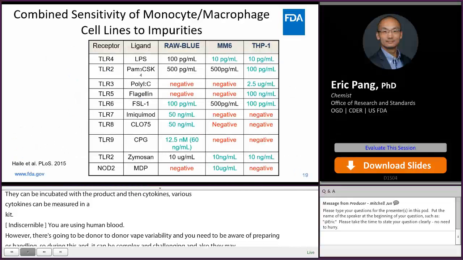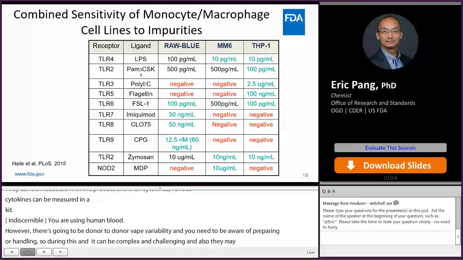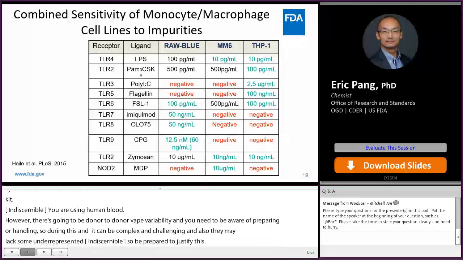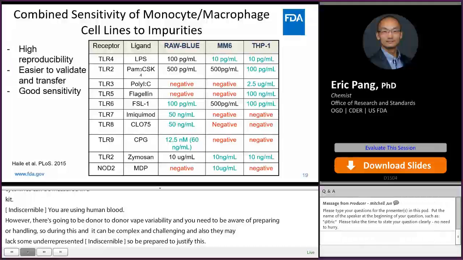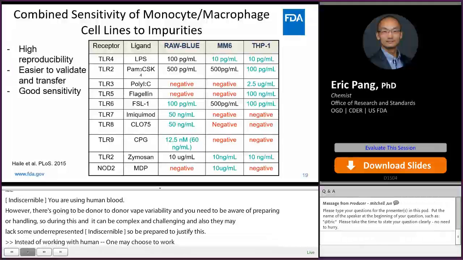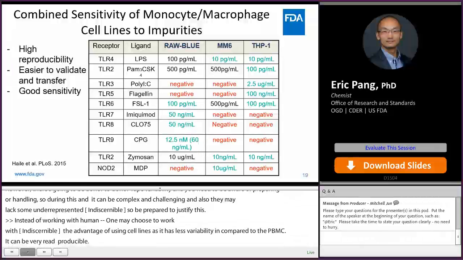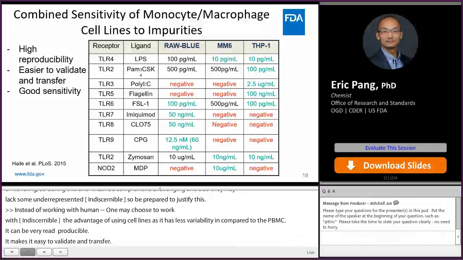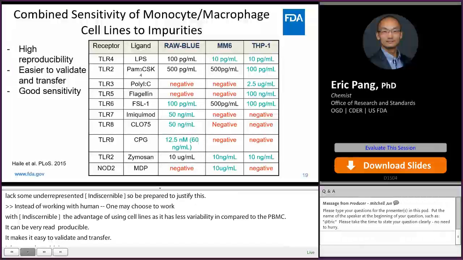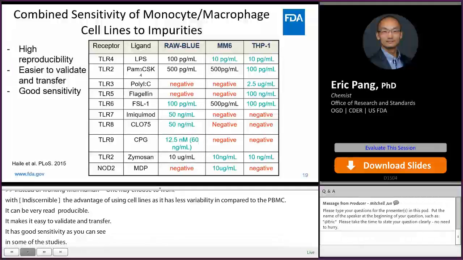Instead of working with human whole blood, one may choose to work with cell lines with specific TLR receptors, such as what's outlined in this table. The advantage of using cell lines is they have less variability compared to PBMC, so they can be very reproducible. It makes them easy to validate and transfer. In addition, they have good sensitivity, as you can see from the study by Hay et al. from Daniela Verthelyi's lab in FDA. I'm not going to go into details about how these assays are run, and I'll refer you to this paper here.